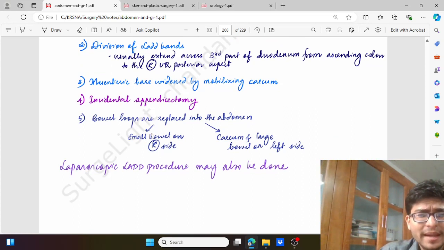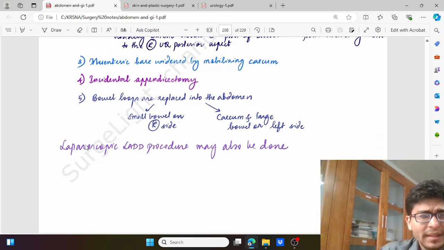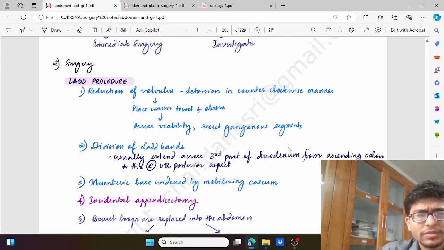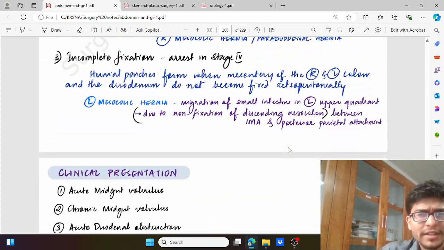Bowel loops are replaced in the abdomen, that is the small bowel on the right side, cecum and large bowel on the left side. Then we close the abdomen after thorough wash. And lastly, we can also do the laparoscopic Ladd's procedure. So this was all about malrotation of gut.